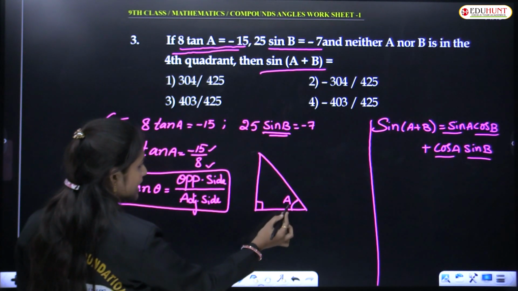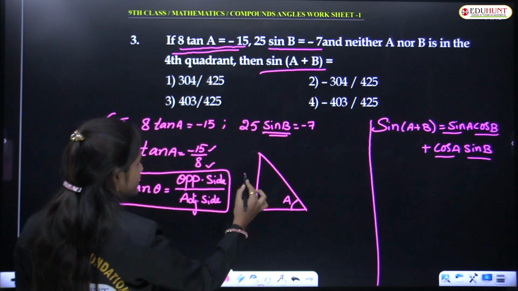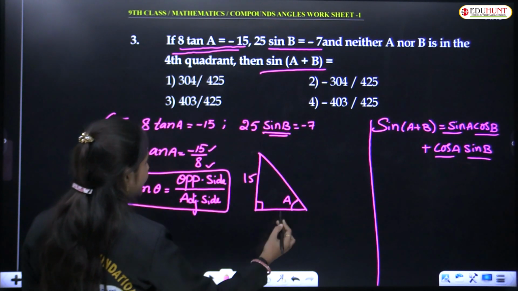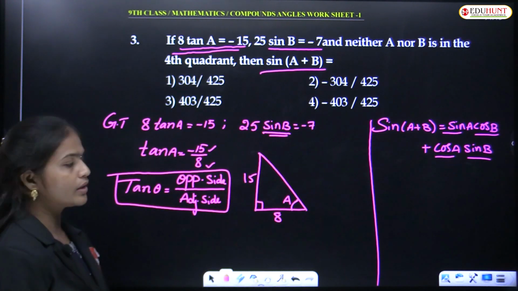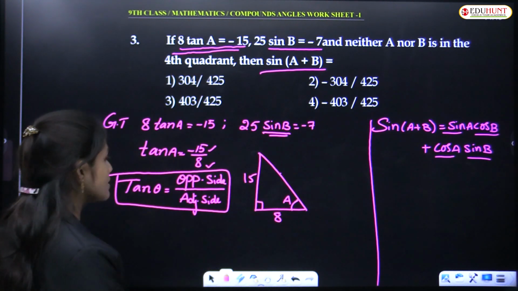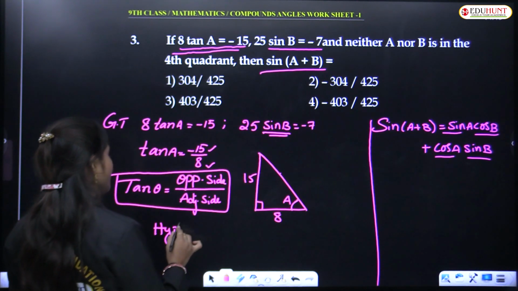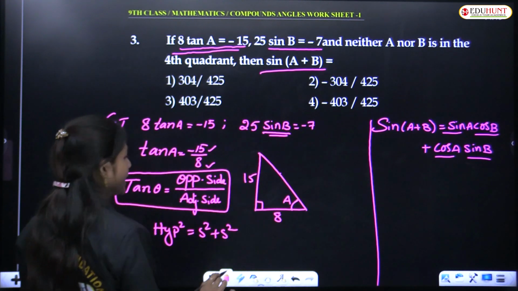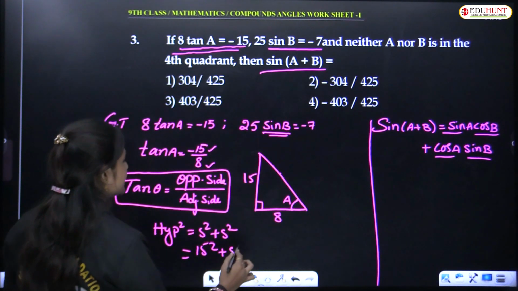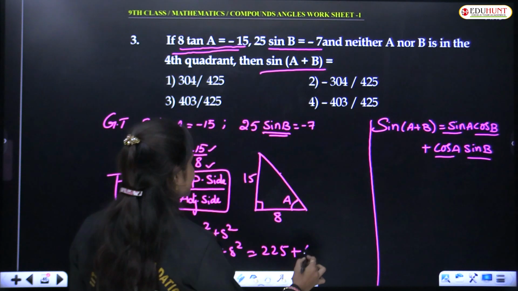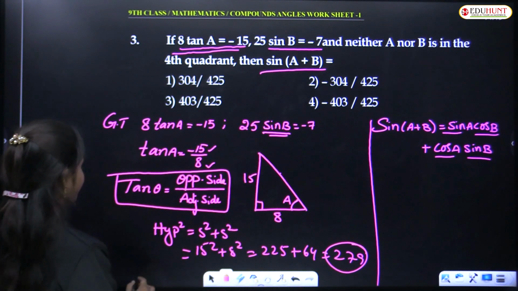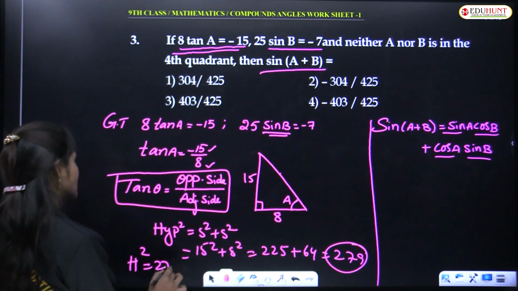Opposite means exactly opposite to angle A, which line is there? Here, this is 15, opposite to the angle. And adjacent means beside that. Here, which line is there? That value is 8. Okay. So, opposite by adjacent. Now, we need to find the hypotenuse. So, how to find the hypotenuse? Hypotenuse square is equal to side square plus side square. Pythagoras theorem, already we know that. So, 15 square plus 8 square, which is 225 plus 64, which is 279.